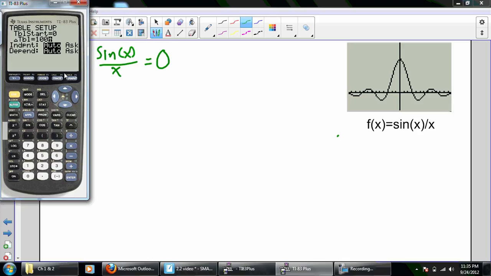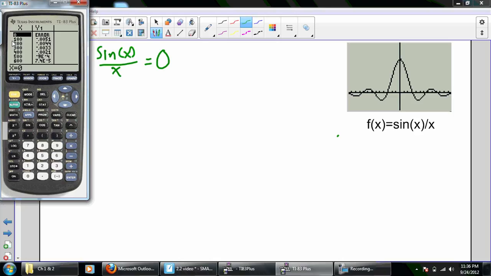And now let's take a look at our table. So as you can see, as we start at, oops, that was not the one that I wanted. Sine of x over x. Sorry, I didn't have the right function here. Sine of x over x. So now when we look at our table, it is undefined at 0, as we would expect it would be.